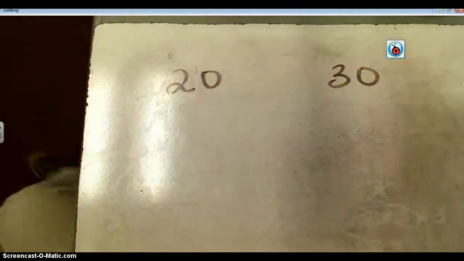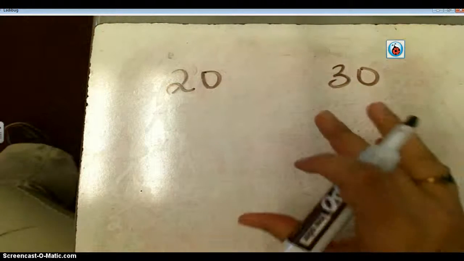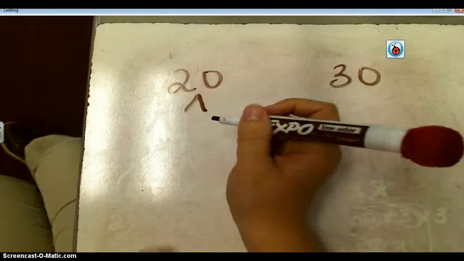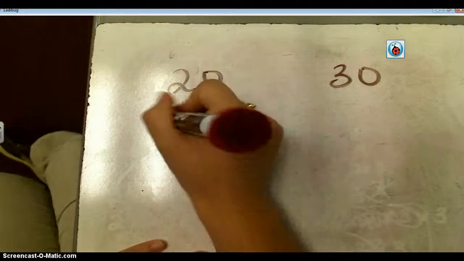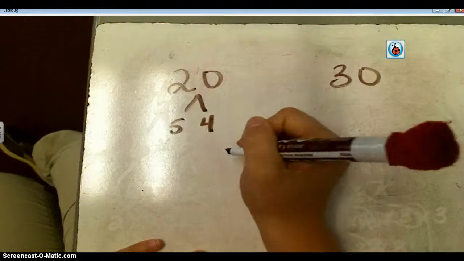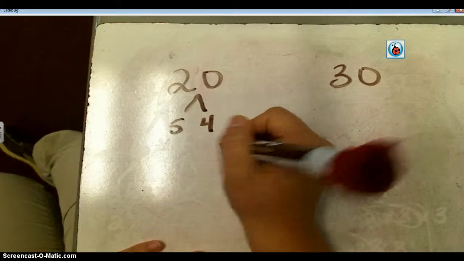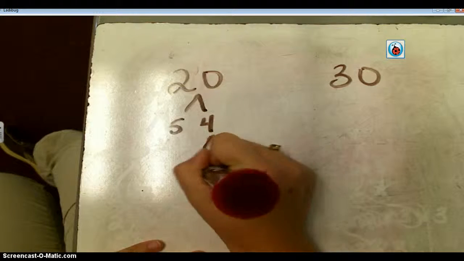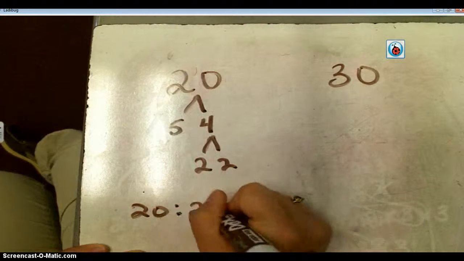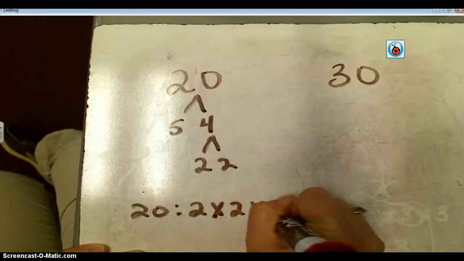Okay? So we're going to do this one 2 ways. We're going to do it the way we just did it. So 20 breaks down into what 2 numbers? 5 and 4. Okay. Are we done? No. What do we do? Okay, 2 times 2. So my prime factorization for 20 is 2 times 2 times 5.